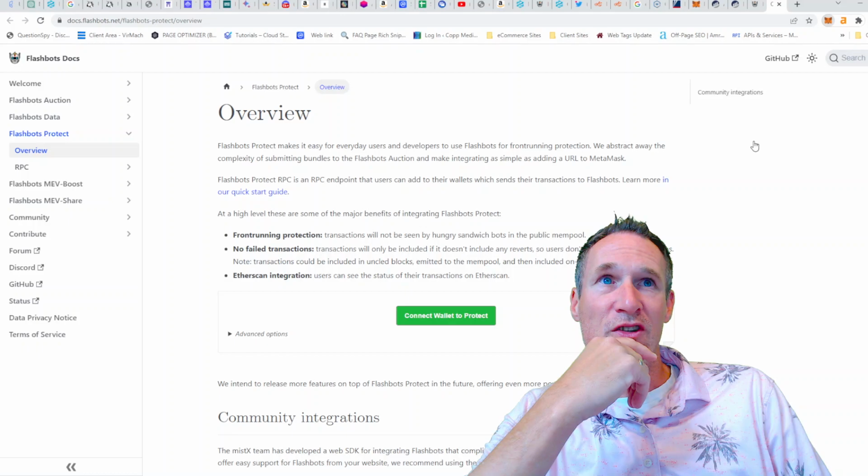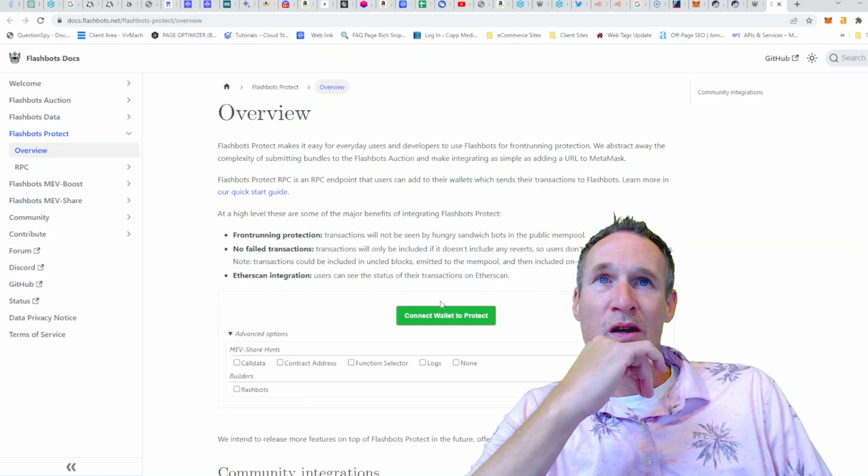Now there are advanced options where you can go in here and put any of that. I don't do any of that. This is by far the easiest way to do it. In the description, I will put what you would type in if you want to use that instead of clicking connect wallet. But honestly, this is the easiest way.